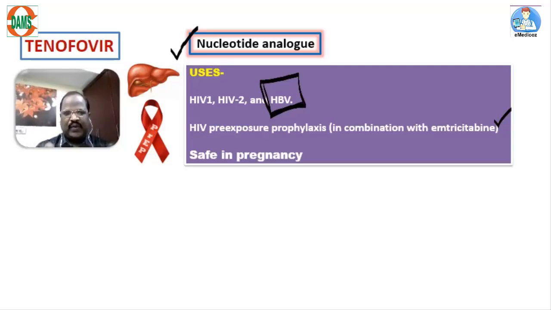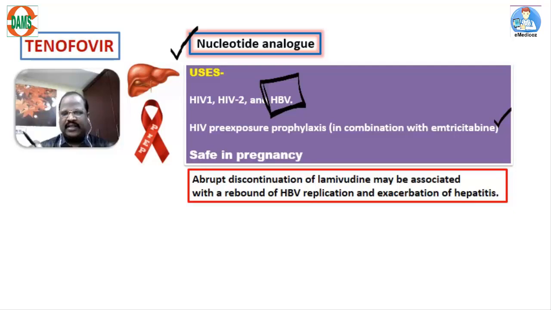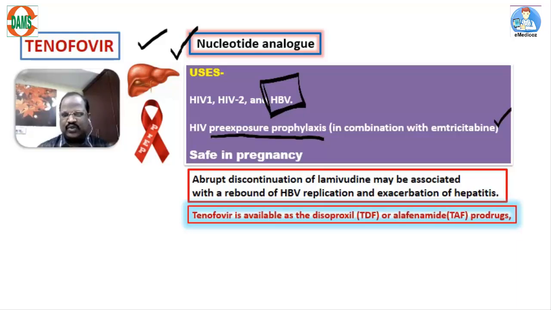Because of that, when you suddenly stop Tenofovir in an HIV patient who already has a mild hepatitis B virus infection, that may get reactivated. Remember the three important antiretrovirals useful for hepatitis B virus infection: think of Lamivudine, Emtricitabine and Tenofovir. Second, a very interesting question: what are the important antiretrovirals used for pre-exposure prophylaxis? Think of Tenofovir plus Emtricitabine. Next point, Tenofovir is available in two formulations.